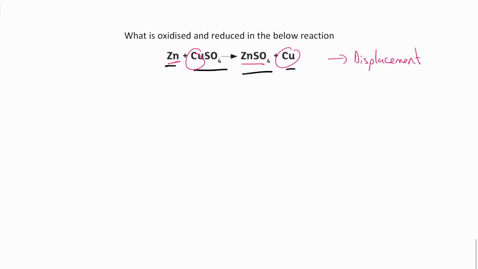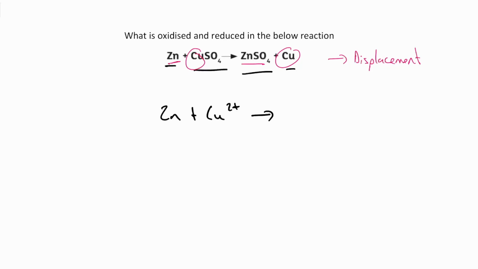And the first stage into understanding what's being reduced and what's being oxidized here is to draw out the ionic equation. And so we can actually see what's happening. We start off with zinc and copper 2+ ions. And we're only interested in the zinc and the copper when we come to our ionic equation, because our sulfate stays the same. So our zinc initially is just an atom. It's not an ion, because it's not chemically bonded or anything. It hasn't formed an ionic compound or anything.